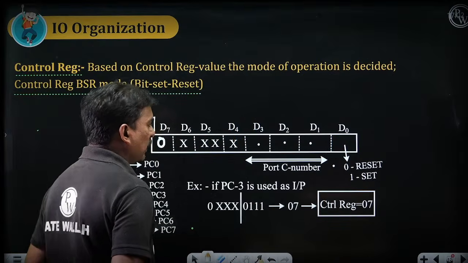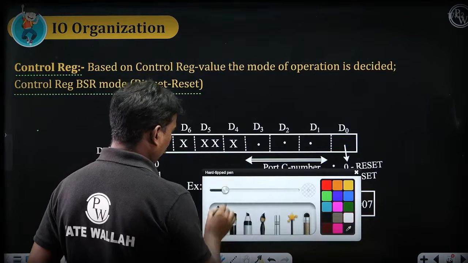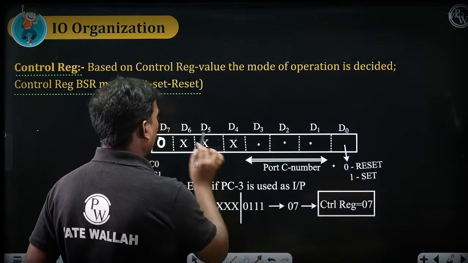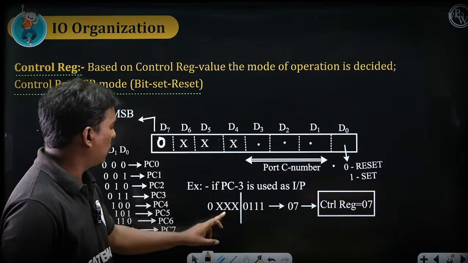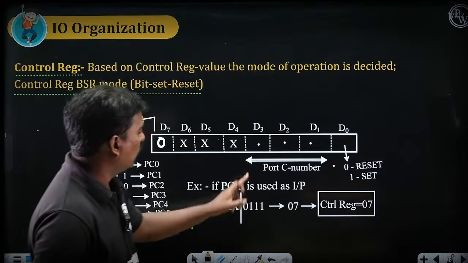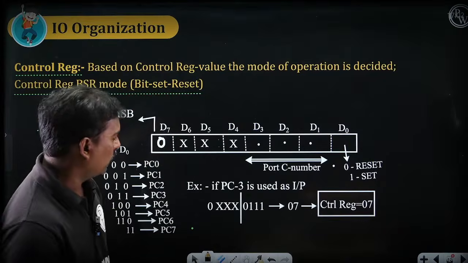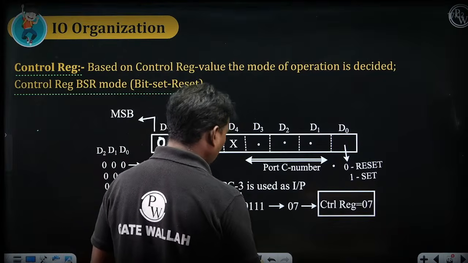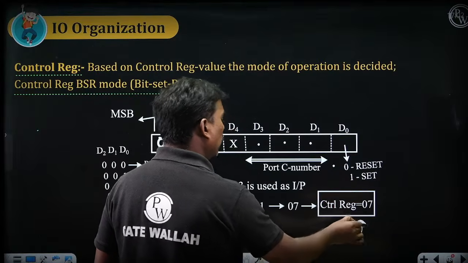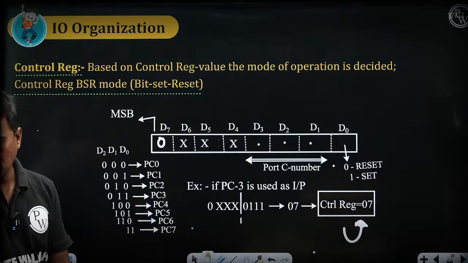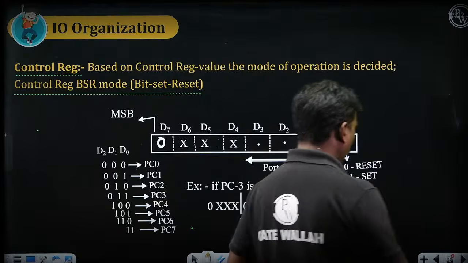Now when I am saying port C3, this is 0, 1, 1. These are the don't cares, so either they can be zeros or ones. So this is 0, these are don't care, don't care, don't care. This is 0, 1, 1, 0, 1, 1 and 1. So this is the number. If all the don't cares are zeros, then the control register value will be 07. So please make a note of these points. Control register value 07.